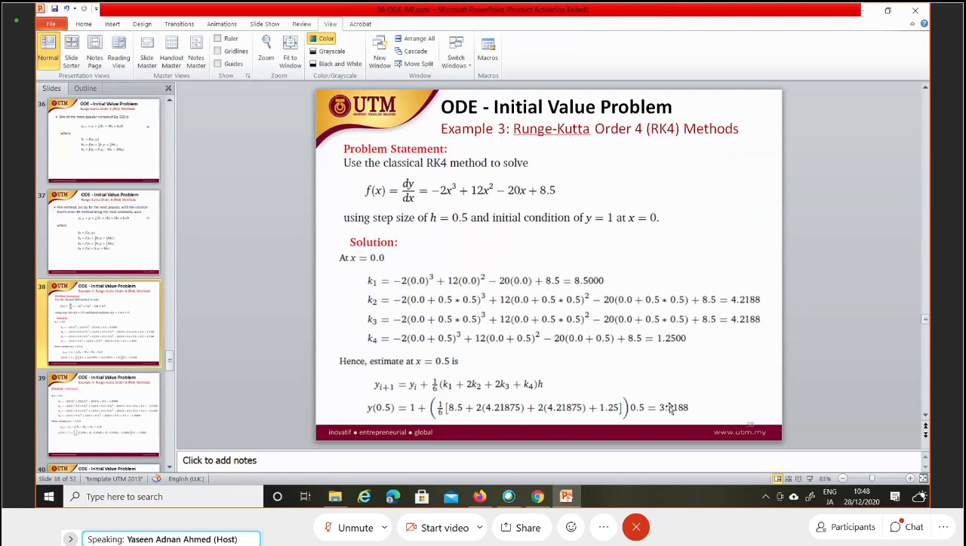Then you have to find out the value of y at x equal to 0.5, then 1, then 1.5, then 2, then 2.5, and 3. So for each step, you have to repeat all this calculation and do the same thing, but change the initial condition, okay?